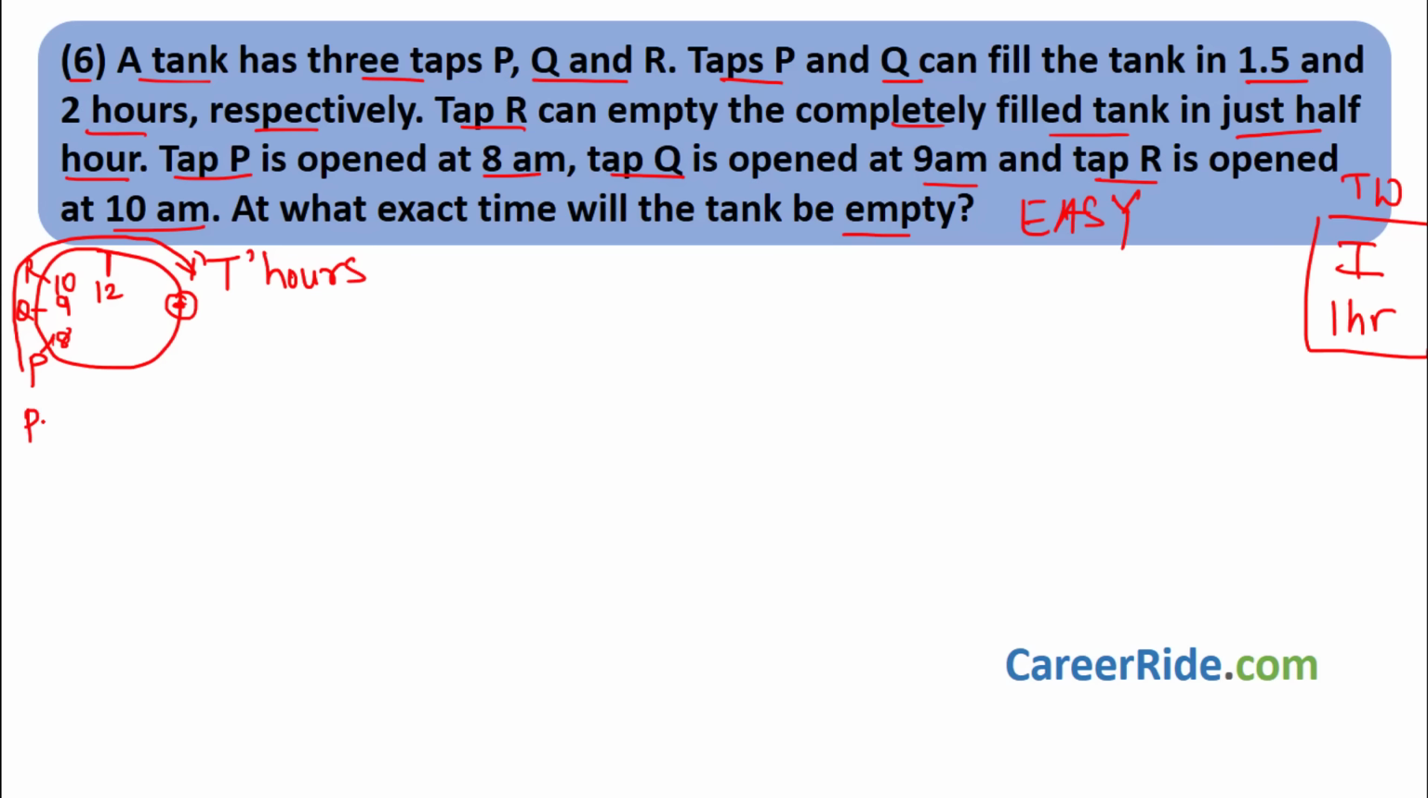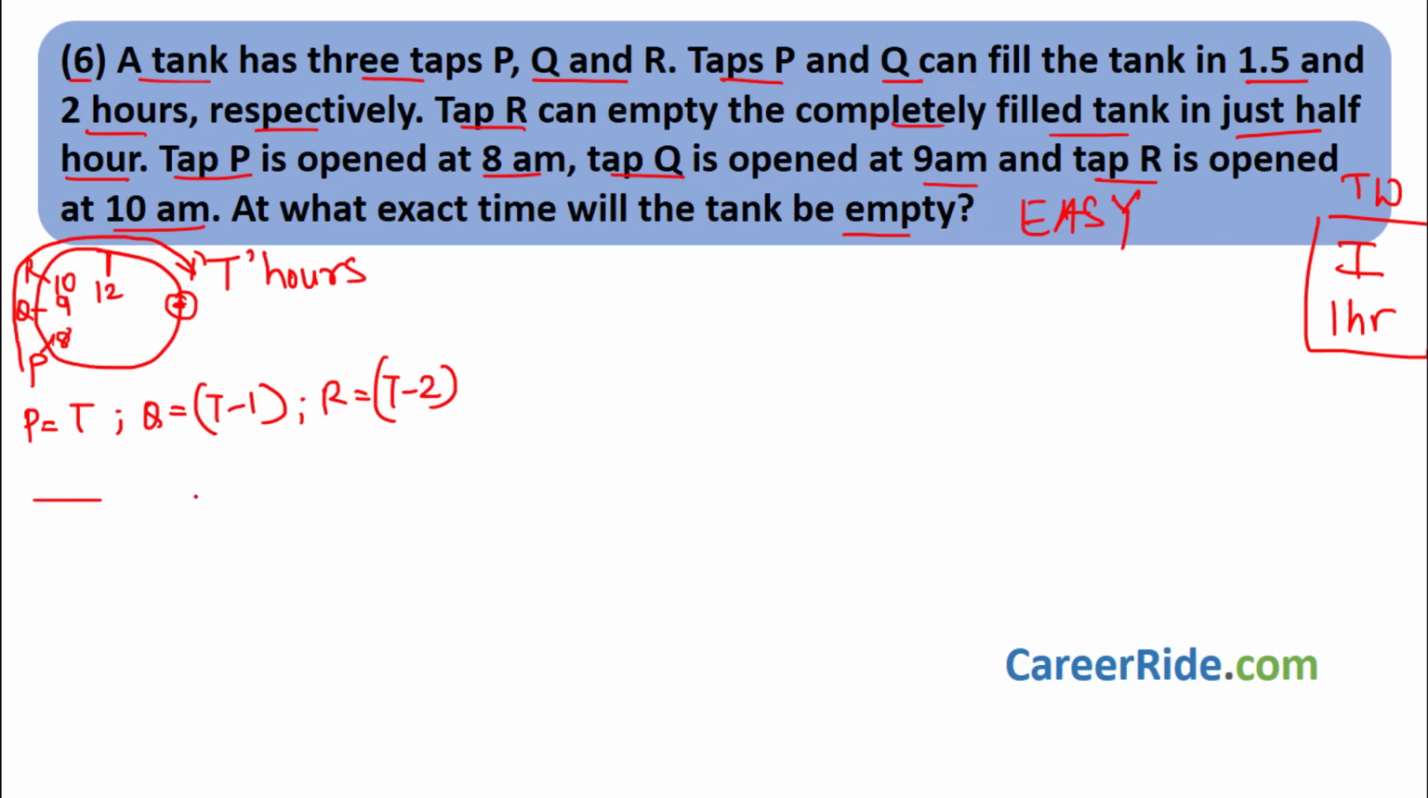So P is on for how many hours? T hours. Q is on for how many hours? T minus 1 hours. Why? Because Q was started at 9 am, that is 1 hour late, and similarly R was started 2 hours late, so R will be open for T minus 2 hours.